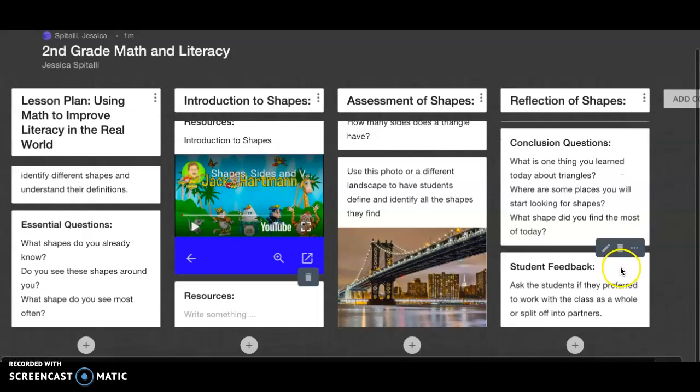And then student feedback is optional, but in my classroom I want to make sure that students' voices are heard. So you can ask the students if they prefer to work with the class as a whole or split off into partners. Of course, you can always do both, but this will help gauge what you want to do for future lesson plans and what will work best with your students.